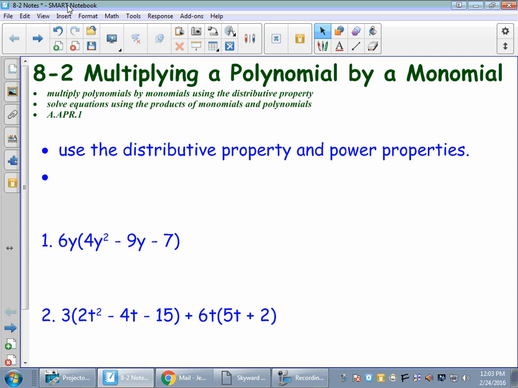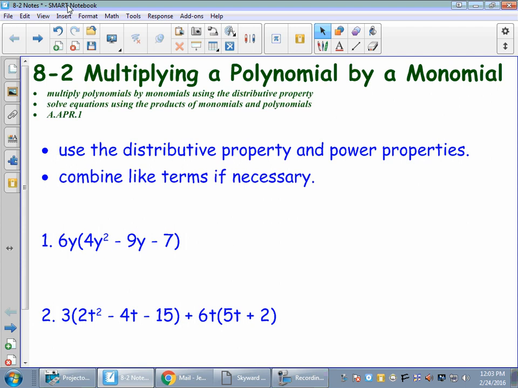The distributive property is taking a quantity on the outside of parentheses and multiplying it, distributing it to every term inside the parentheses. The only difference is we really haven't seen or used the distributive property with variables on the outside and variables on the inside. Anytime we used a distributive property, it was usually a number on the outside and maybe one variable on the inside. So a little bit more complicated distributive property.